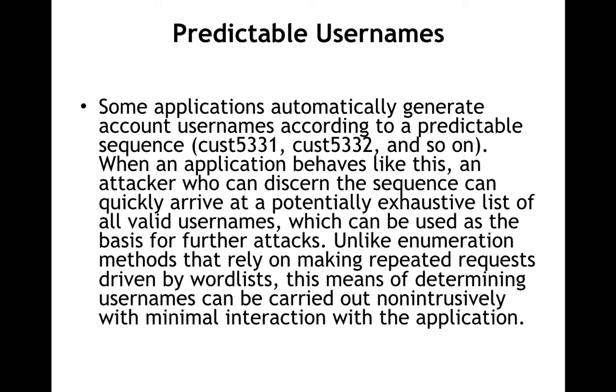Predictable usernames. Predictable usernames are basically found in applications that automatically generate accounts in such a way that there is an incrementing digit at the last part of the username, like for the given cost 5331, cost 5332, and so on. When an application behaves like this, an attacker who can discern the sequence can very quickly arrive at a potentially exhaustive list of valid usernames.